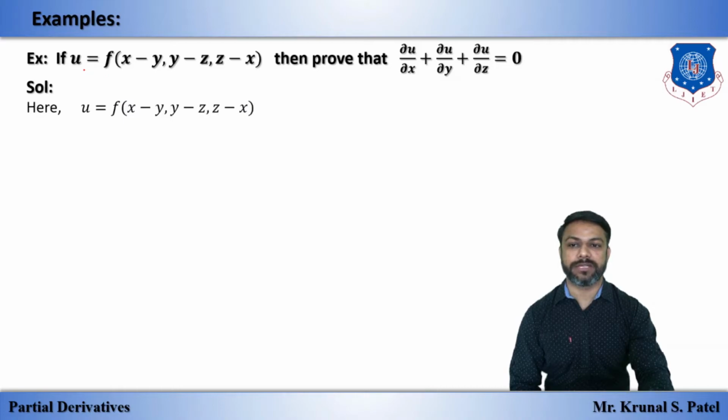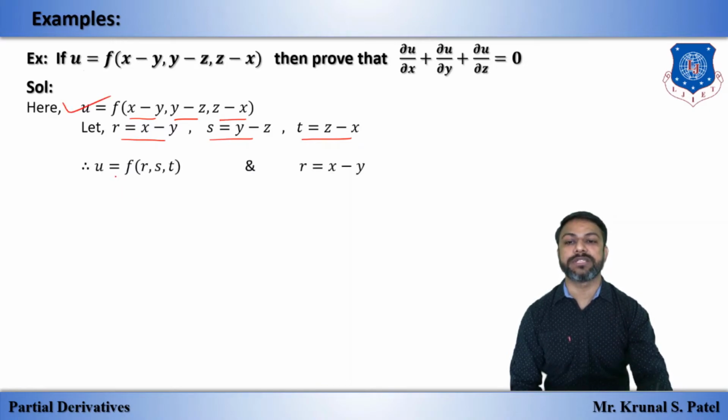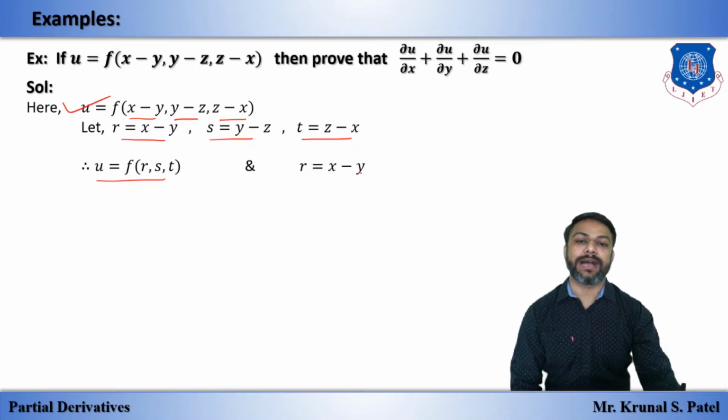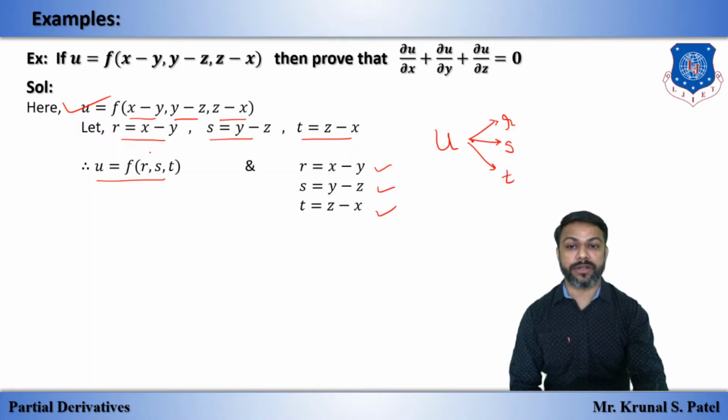So first we have this u given. Now if I take these terms, x minus y is r, y minus z is s, and z minus x is t. So we have r, s, and t. This given function u becomes a function of r, s, t, and r, s, t are functions of x, y, z. Concentrate over here: u is a function of r, s, t.